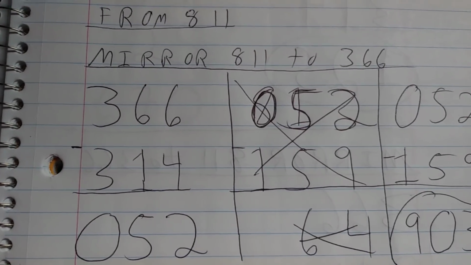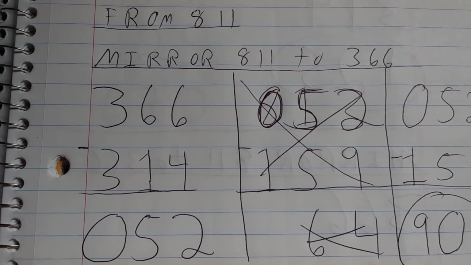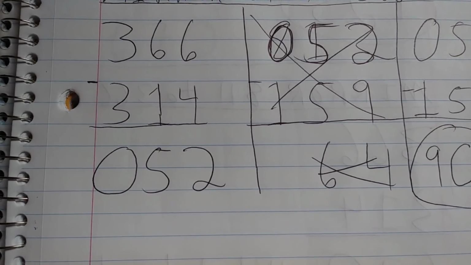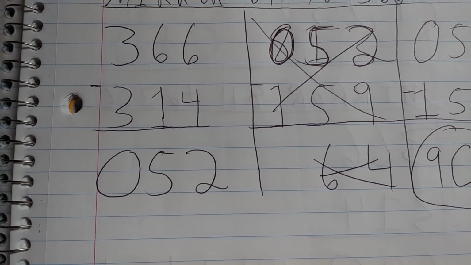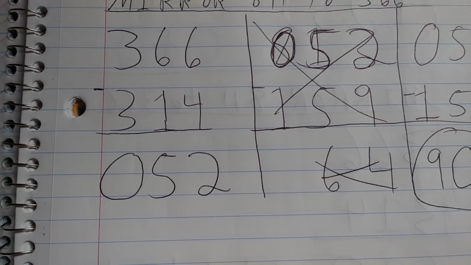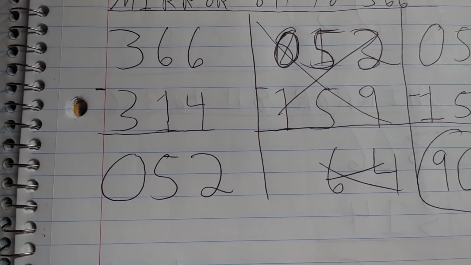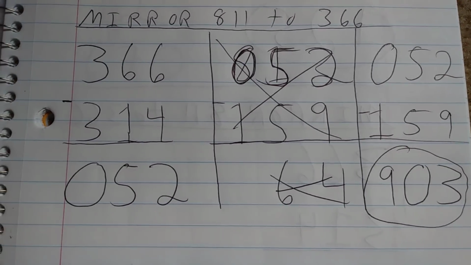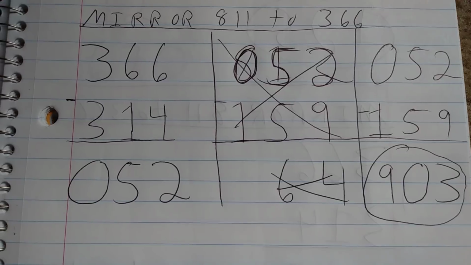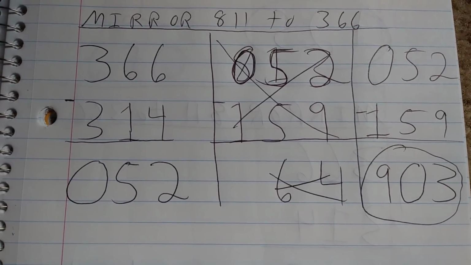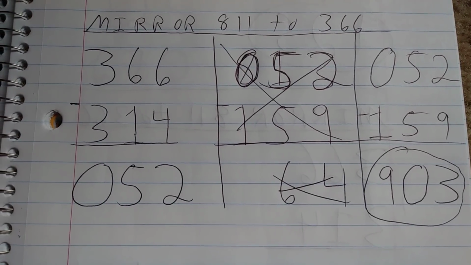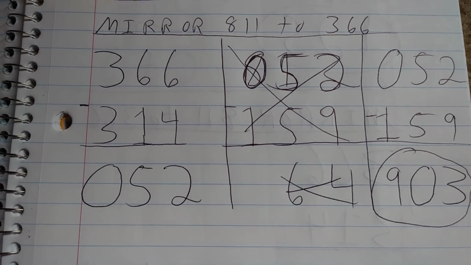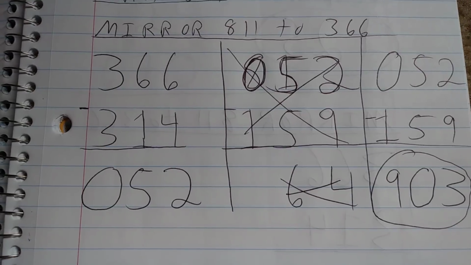So yesterday, you had 811 hit. So you're going to mirror that to 366. 366, subtract off 314. So 3 minus 3 is 0. 6 minus 1 is 5, and then 6 minus 4 is 2, so 052. You're going to take 052, subtract off 159, so 12 minus 9 is 3. 5 minus 5 is 0, and then 10 minus 1 is 9, so 903.